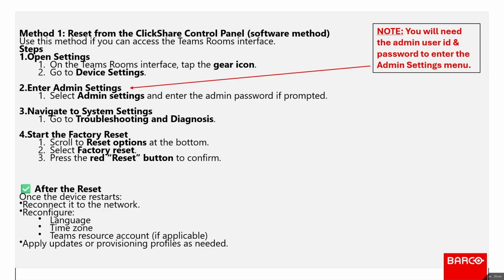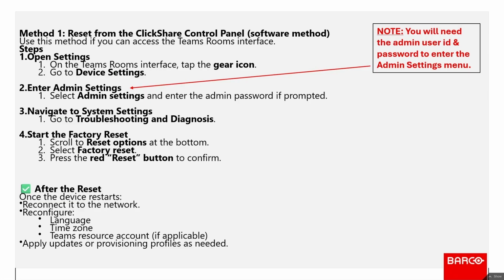the device settings. Then you're going to enter the admin settings and select admin settings and enter the admin password and log in if prompted. A note that you'll need to have that user admin ID and password to enter the admin settings to do the factory reset. If you don't have those credentials, you won't be able to continue at this point.